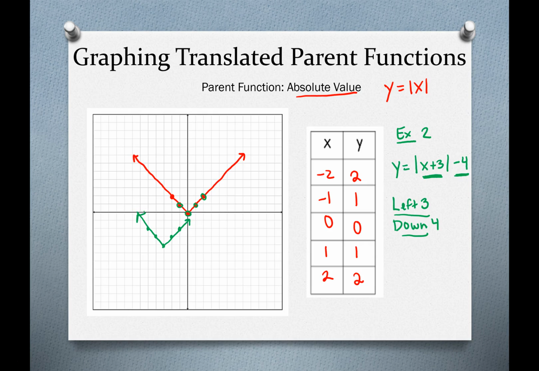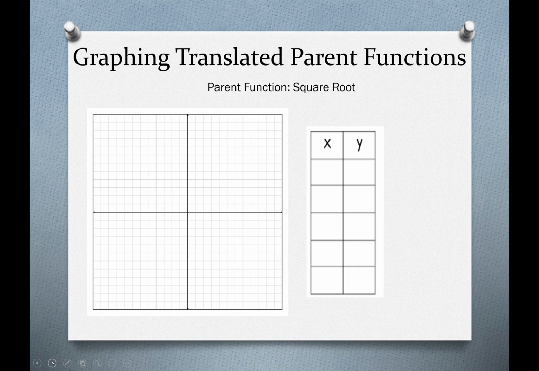All right, so again, if you want to erase the red one, you can, or you could just point to this one, say y equals absolute value x plus 3 minus 4, and then you could point, if you want, to your parent function, say this is y equals absolute value of x. All right, ladies and gentlemen, we have one more problem, and that's the square root.